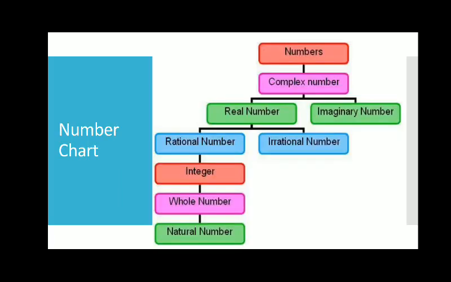First, look at this number chart. Complex numbers are classified into real numbers and imaginary numbers. Further, real numbers are classified into rational and irrational. In rational numbers, we have integers, whole numbers and natural numbers. Now, we will see what these numbers denote one by one till rational numbers. The other numbers will be covered in your higher classes.